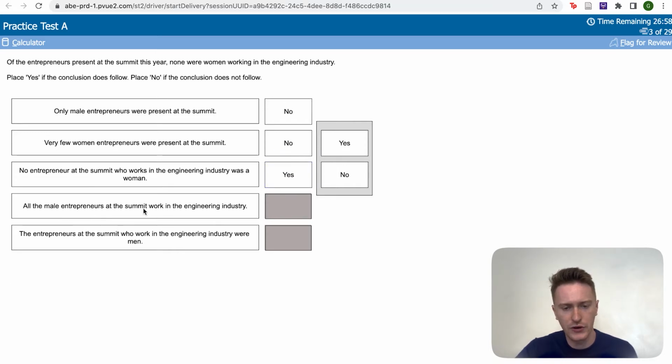All the male entrepreneurs at the summit work in engineering. Well, no, because there could be males in finance, etc. We just know there's no female engineers, so this one doesn't follow. The entrepreneurs at the summit who work in engineering were men. Well, yeah, because we're looking at only the engineering industry at this summit, and there were no women, so we must know, therefore, that they were all men.